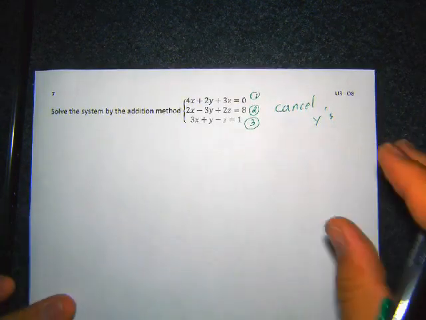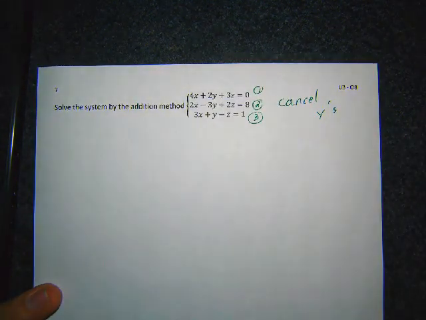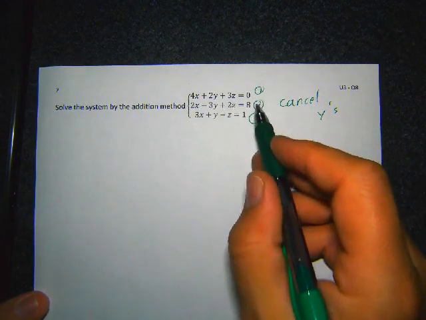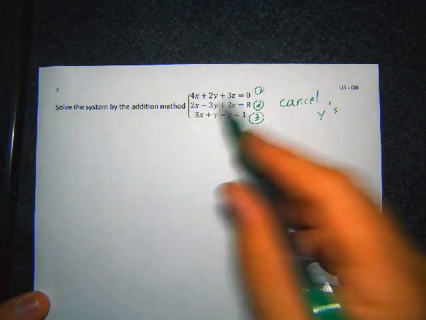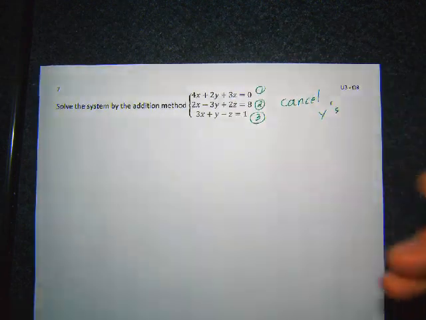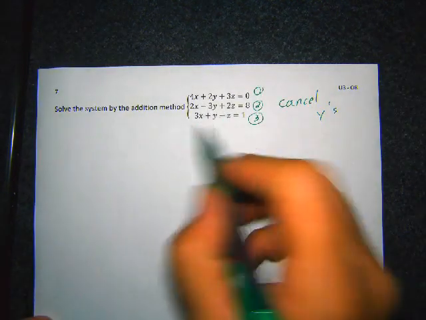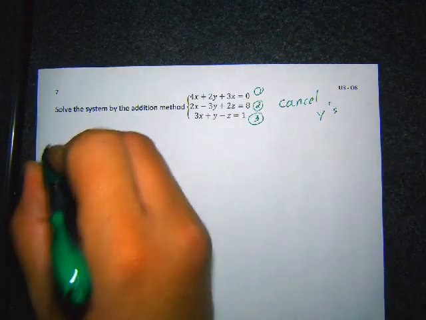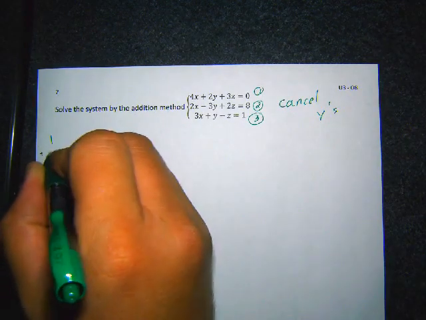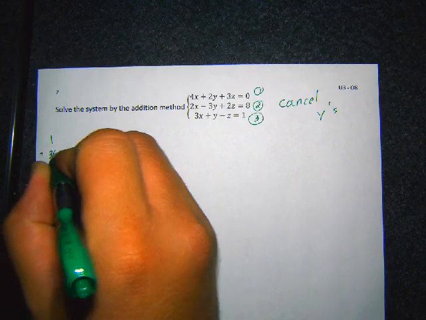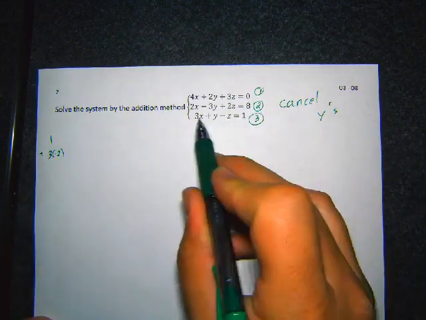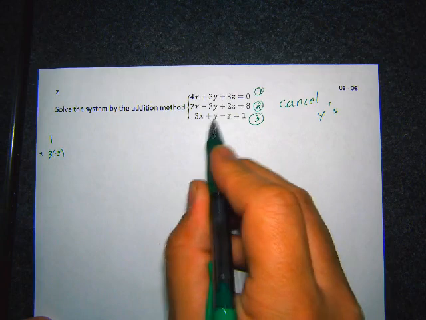So cancel y's. To do this, first off, if I do 1 and 2 and cancel y's, actually that's kind of a pain. So let's skip that. Let's do 1 and 3. 1 and 3 is a little bit easier. So 1 and 3, we just need to make the bottom one multiplied by -2. So I'm going to do 1 plus, 3 times a -2. If I take this times a -2, then that will give me a -2y plus 2y and they cancel.